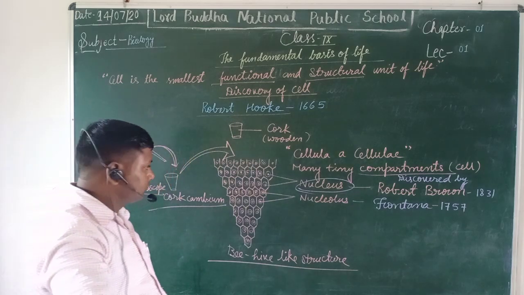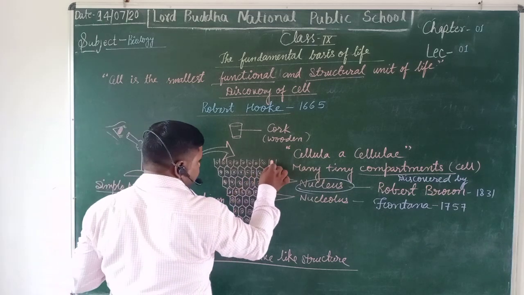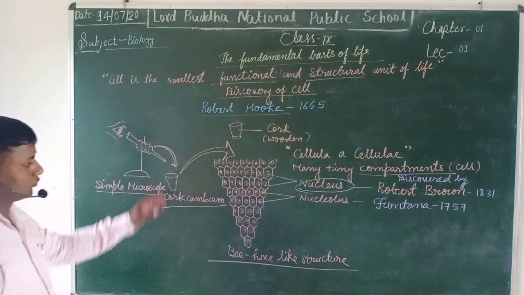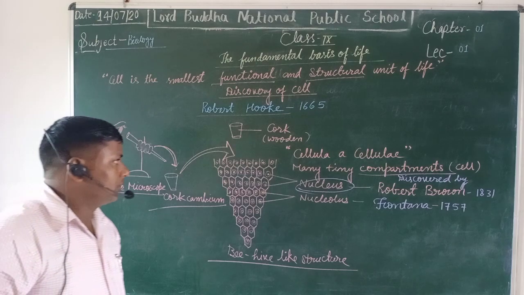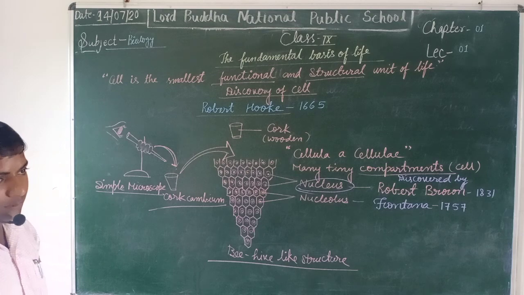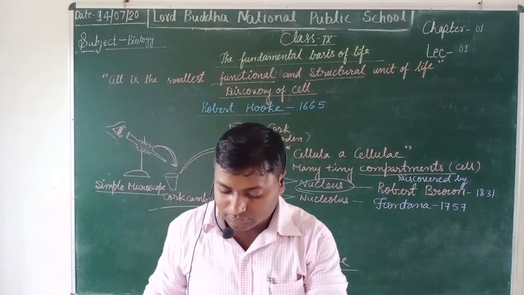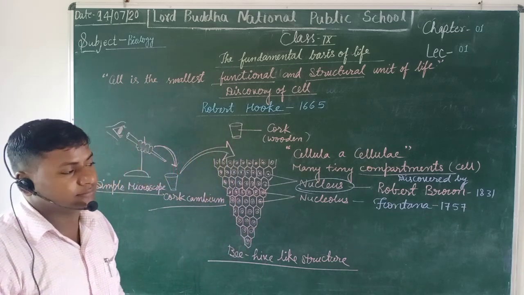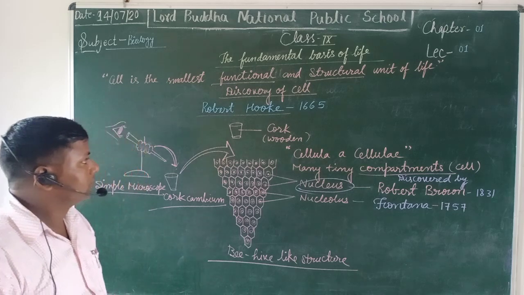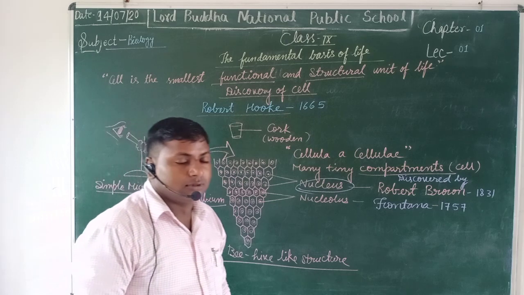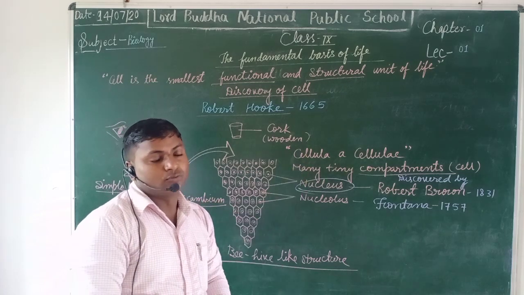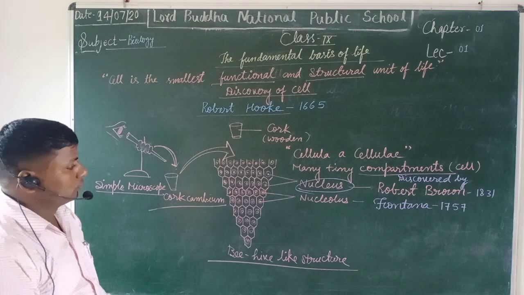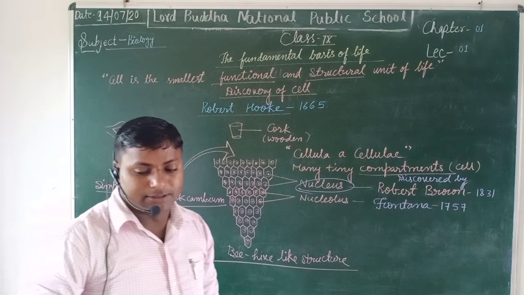Now, students, a number of biologists started to conclude their concepts, theories and discoveries on the cell after 1665. But two biologists, Matthias J. Schleiden and Theodor Schwann, gave a very perfect concept about the cell, which was further known as cell theory. Now we are discussing cell theory.